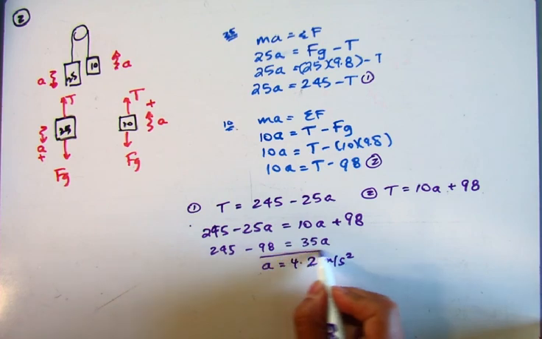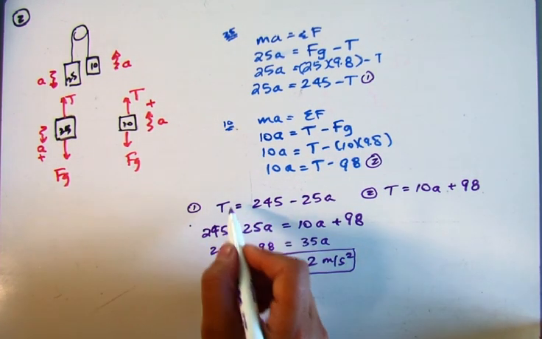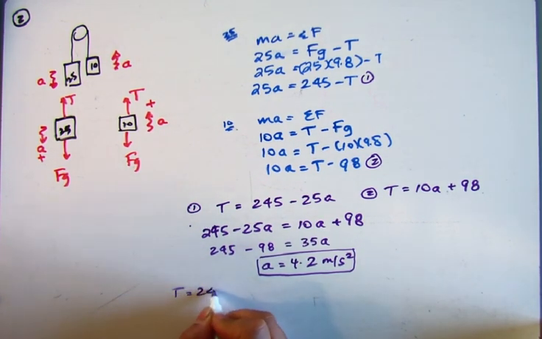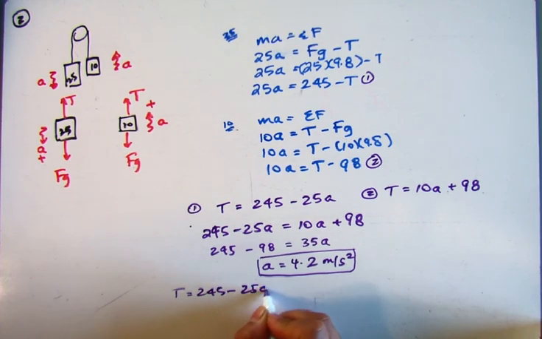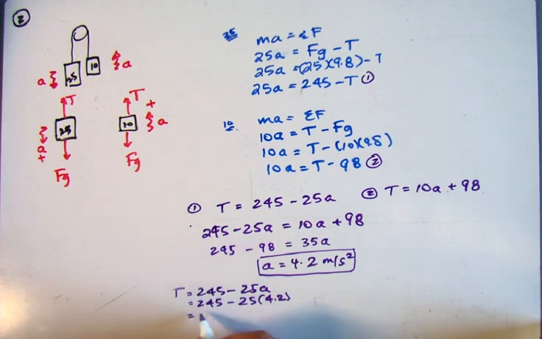And that's the acceleration, and from the acceleration we can just plug it into either one of those equations, maybe stick with that one, and solve for T. So T equals 245 minus 25a, so that equals 245 minus 25 times 4.2, and we end up with 140. So the tension in the rope is 140 newtons. The acceleration of the system is 4.2 meters per second squared.